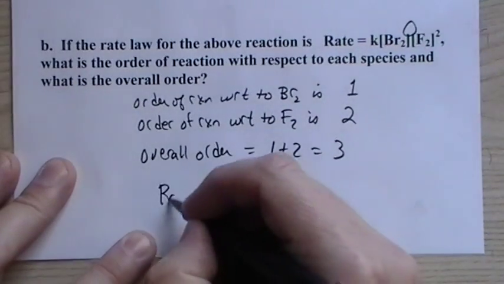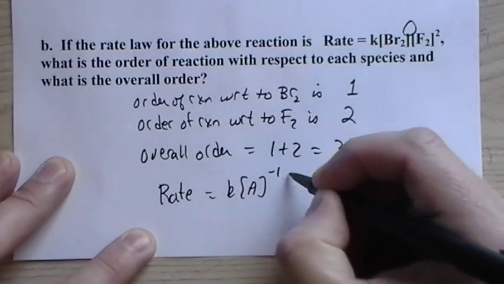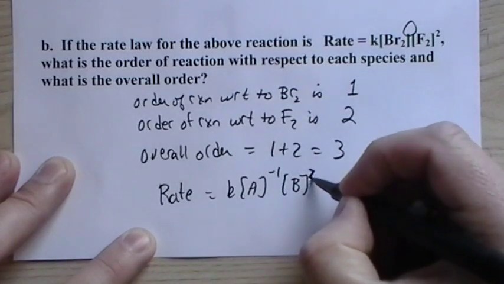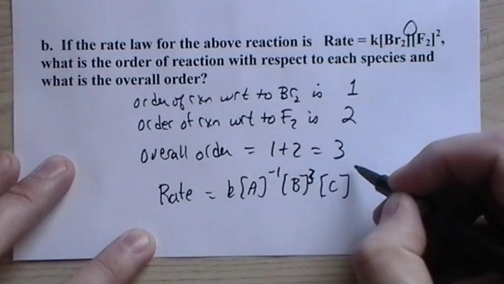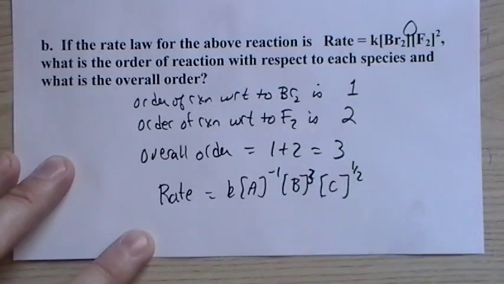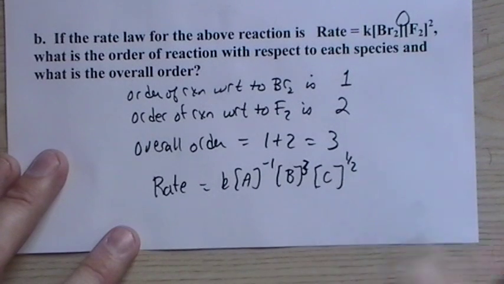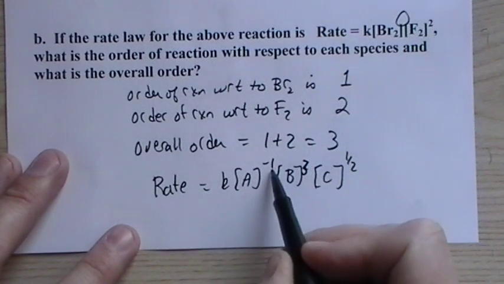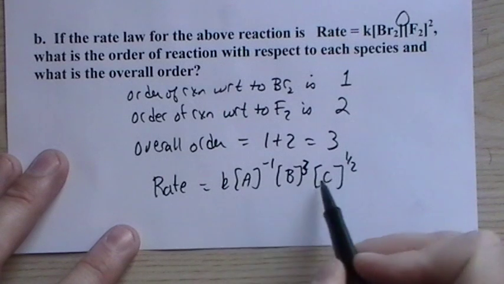If you have a rate law, and we'll just make it general. So you had this. Let's say B is 3, and C is 1/2. And you can have fractions. We don't use them, and you can have negative numbers. That does come up. So what's the order of reaction with respect to A? -1. For B, 3. For C, 1/2. What is it for the total?